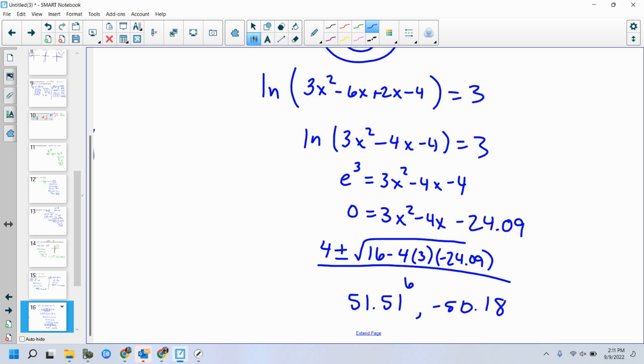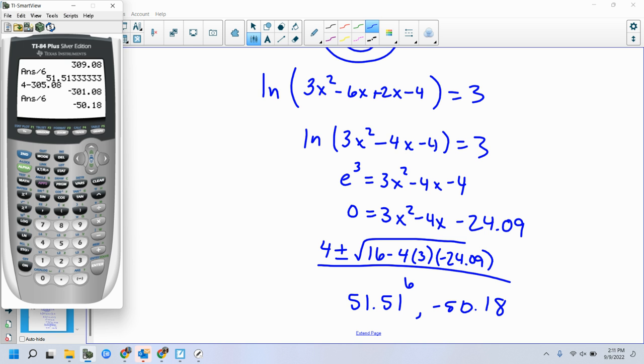Wait, something's wrong there. Something is wrong. What did I do? Because those are not the answers that I have. So what is wrong? What did I do in my key? Minus 4 times 3 times negative 24.09. I didn't square root it.